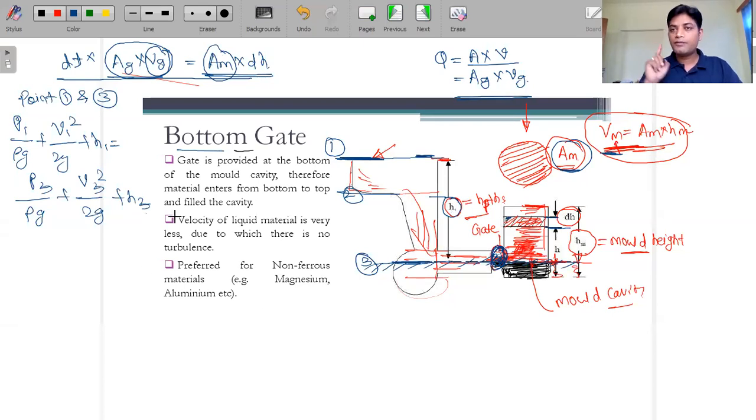Now first of all, put in the values that are given to us or available to us: P1 and P3 are equal to atmospheric pressure. We are directly comparing V1 with respect to V3, where V1 has a very large cross sectional area, and V3 has a very small cross sectional area.